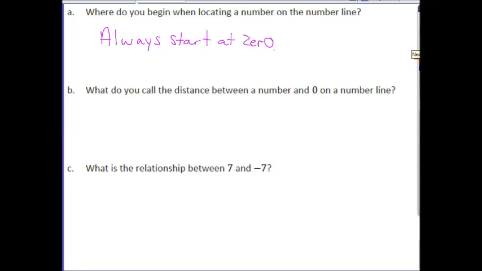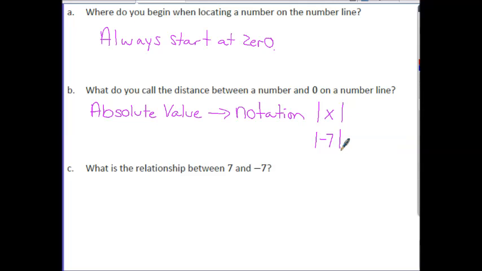So what do you call the distance between a number and 0 on a number line? This is actually something that you would have learned in elementary school. This is called the absolute value. The distance between 0 and a number is the absolute value. And just a refresher, the notation that you're going to use for absolute value would be straight, vertical lines around a number. So let's just say any number would be x. A specific example might be the absolute value of negative 7. So you can just see it's straight lines on either side of the number.